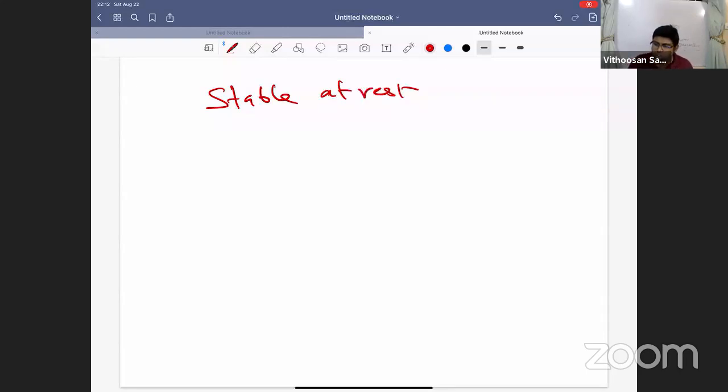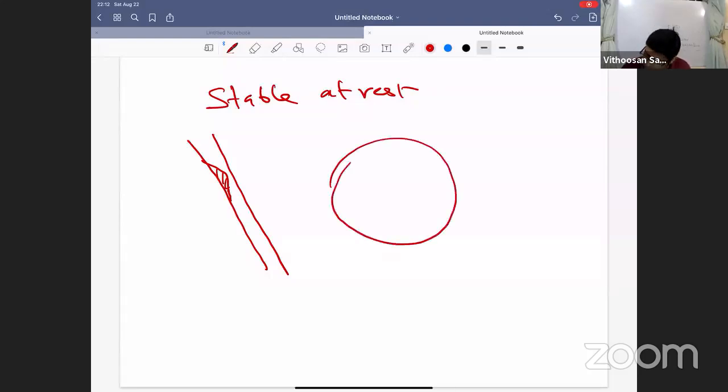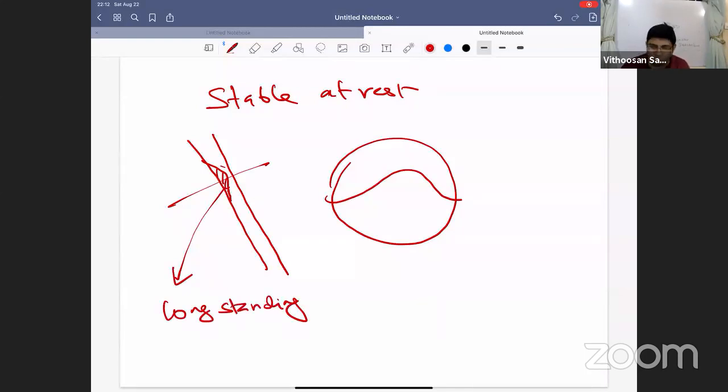So why is this happening like this? The reason is there is a block. This is a vessel, and they have a block here. If you look at this block, I draw a cross section like this. This block is there for a long time, a long-standing block. If I do a cross section, this is your cholesterol plaque.